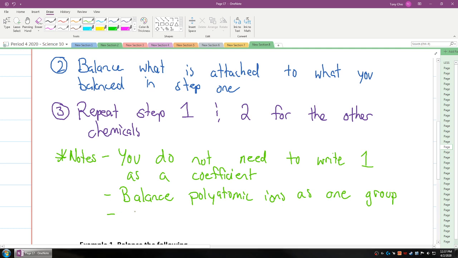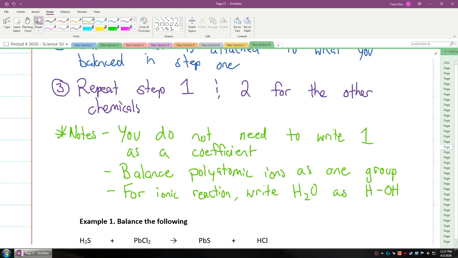What you can also do for ionic reactions, such as for example an acid-base reaction, is write water as HOH. The reason why you want to do this is because you're actually going to see that a lot of times you're going to have hydrogen coming from one of the ionic compounds and OH coming from the other, and that's what water will become, HOH. It allows you to balance the OH, the hydroxide, as a polyatomic ion as one group.